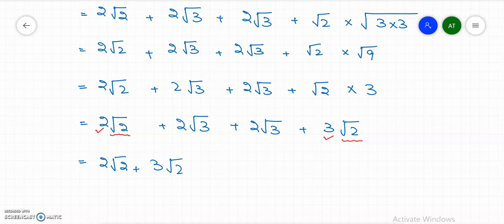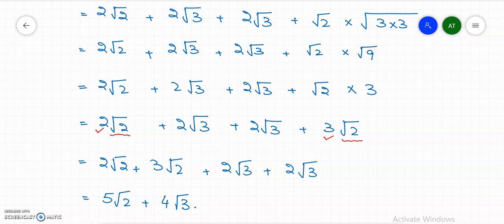First combining the like terms inside the radical, and then the next two terms are dealing with the square root of 3. So we have 2 square root of 3 plus 2 square root of 3. Let me add them. Square root of 2 is the common term: 2 plus 3 is equal to 5 square root of 2, and 2 plus 2 is equal to 4 square root of 3. So this is how we add the radicals.